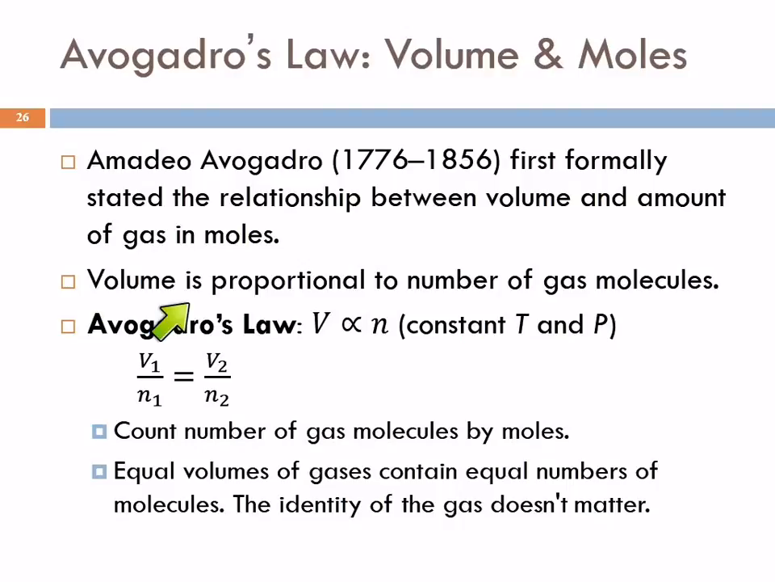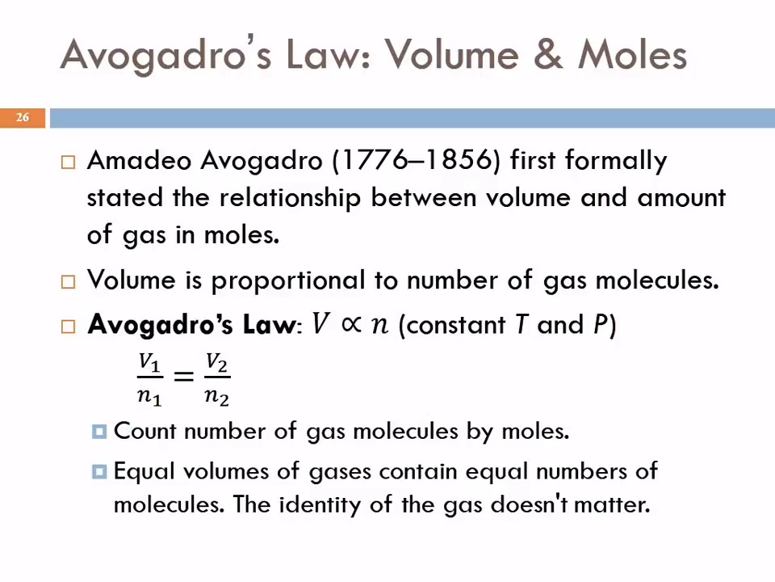So the volume of a gas is proportional to the number of gas molecules. This is very different than for liquids and solids. It doesn't matter how big those individual gas particles are, whether it's helium or xenon. It's the number of particles that matter, not their size. So Avogadro's law says that the volume is proportional to the amount of gas in moles. We measure it in moles because moles is a counting number. It's not proportional to the mass.